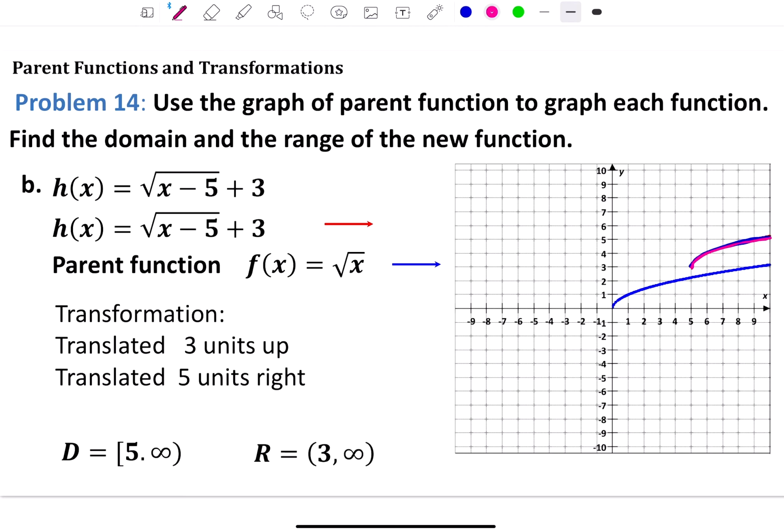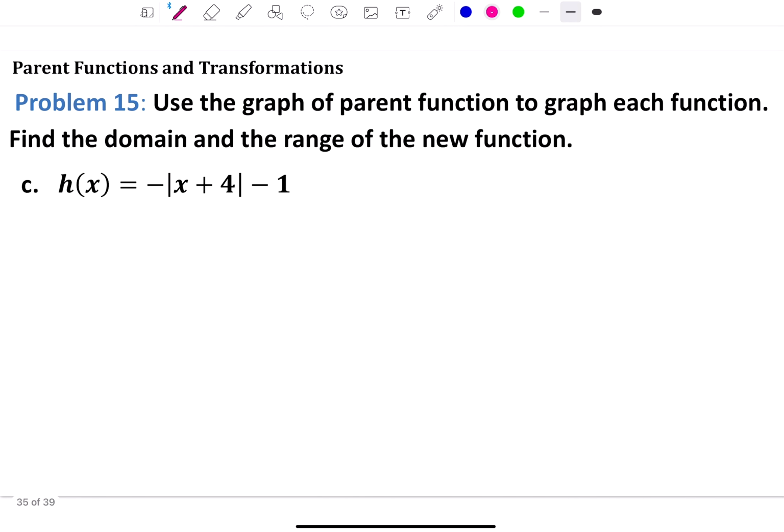Domain for this one will be 5 to infinity, and range will be 3 to infinity. Domain is all the x values, input values, and range is all the output values.